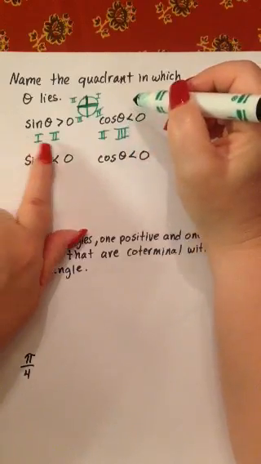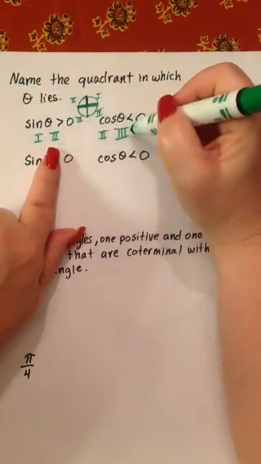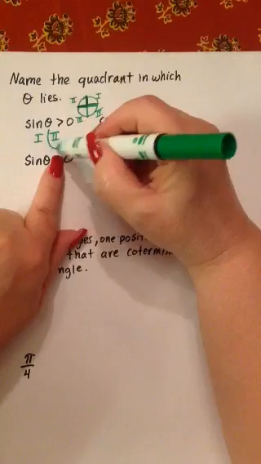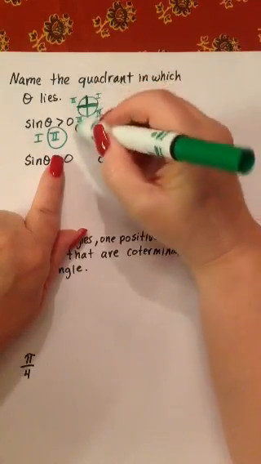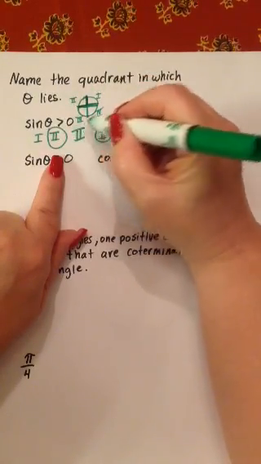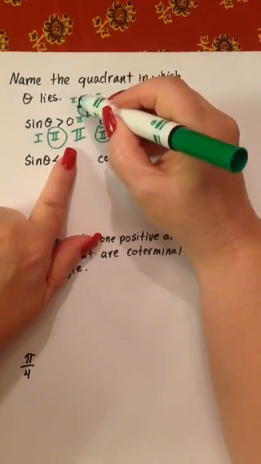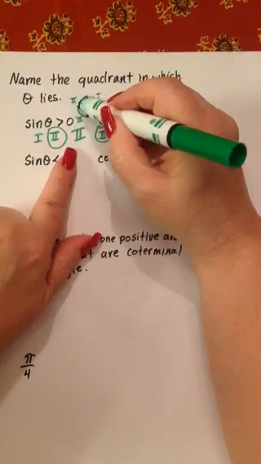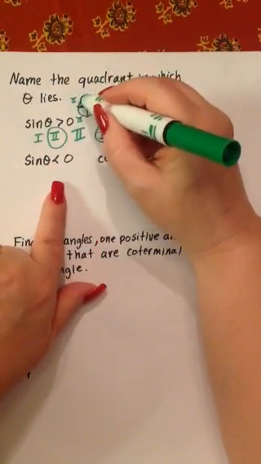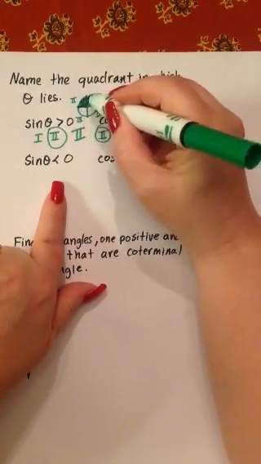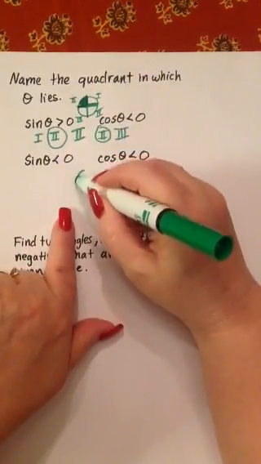To come up with your answer, you just say, what's the overlap of these two things? Which one do they both have? Well, they both have 2, so my answer is quadrant 2. Quadrant 2 is the quadrant where sine is positive and cosine is negative. All right, so that would win. Okay, so let's do it again.